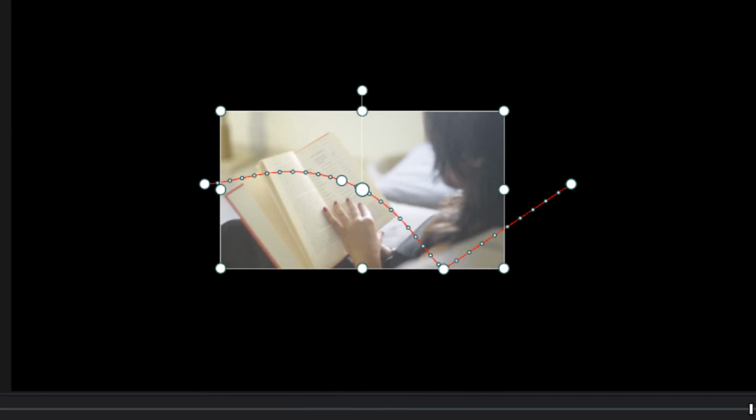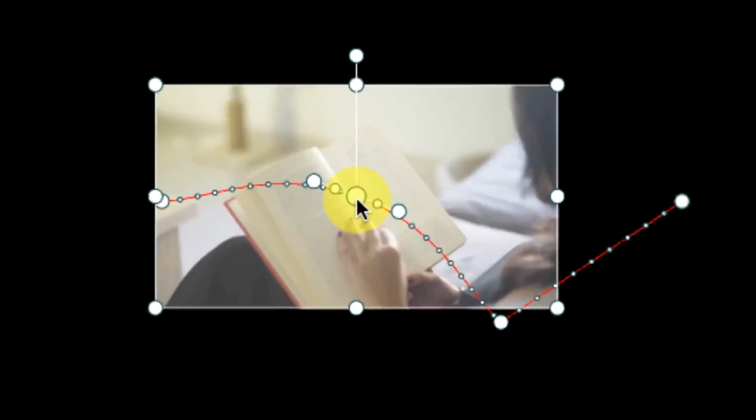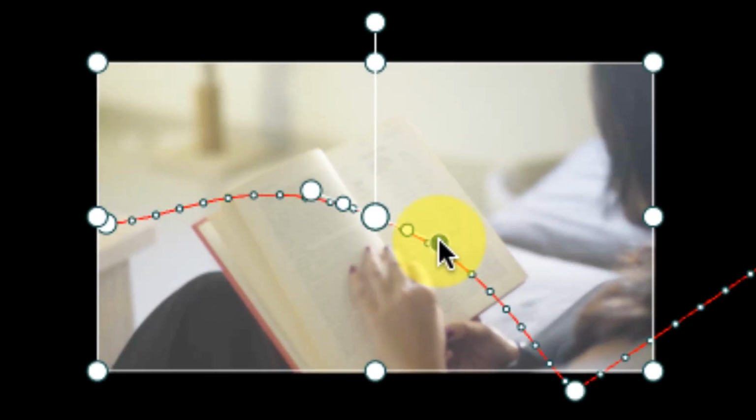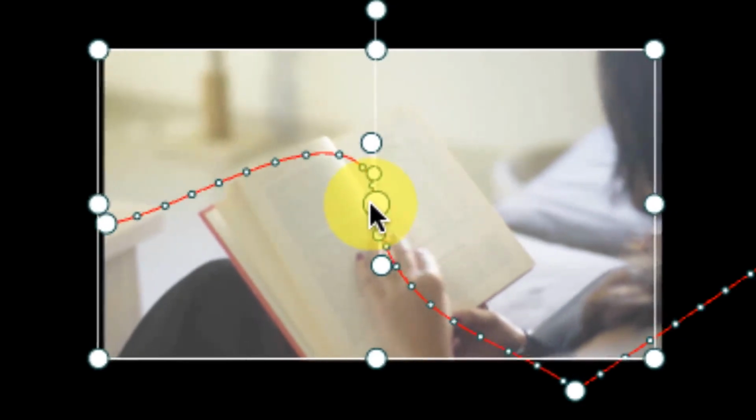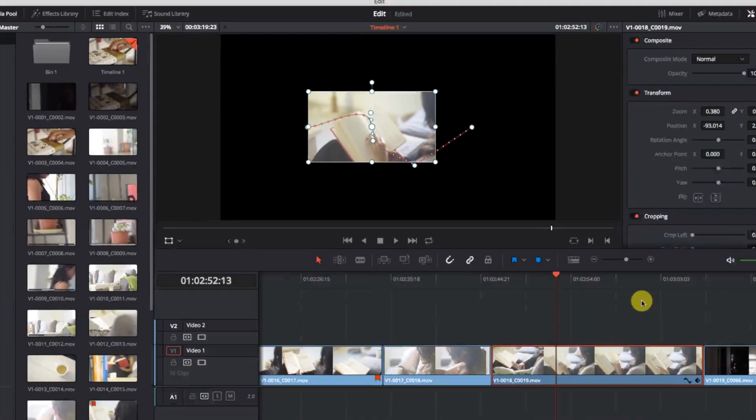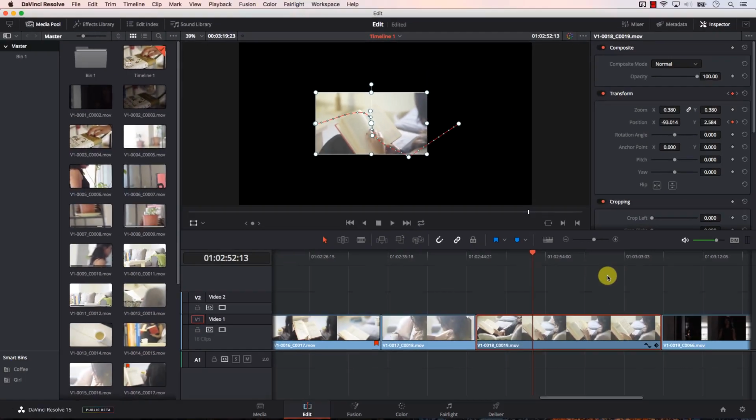And I can even have finer control. So if I click on this point, I have new controls. These controls allow me to edit the motion path in more precise ways to achieve more advanced effects. Motion paths will make it much easier for you to animate elements like logos or objects on the screen.